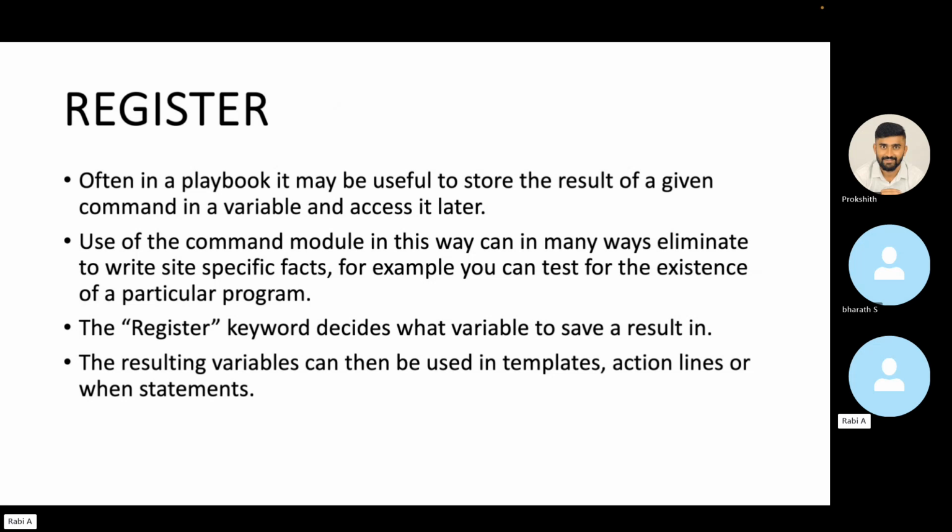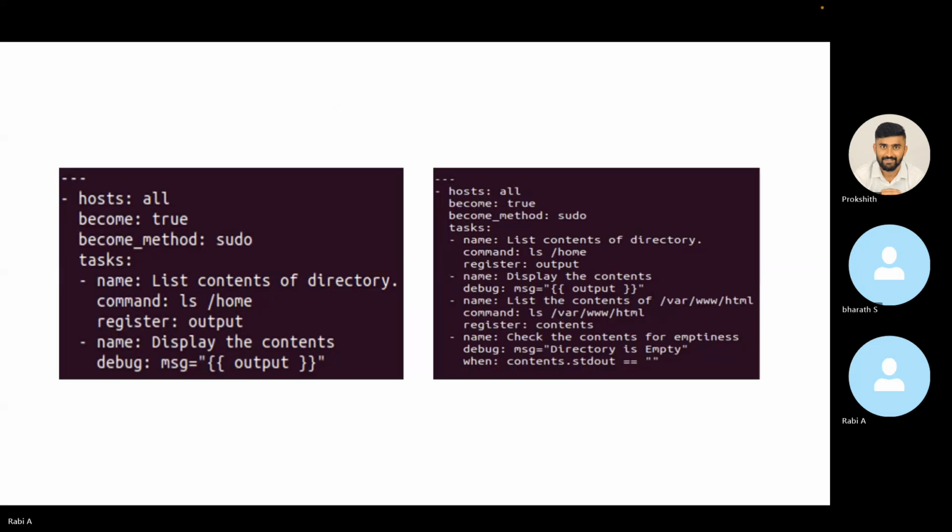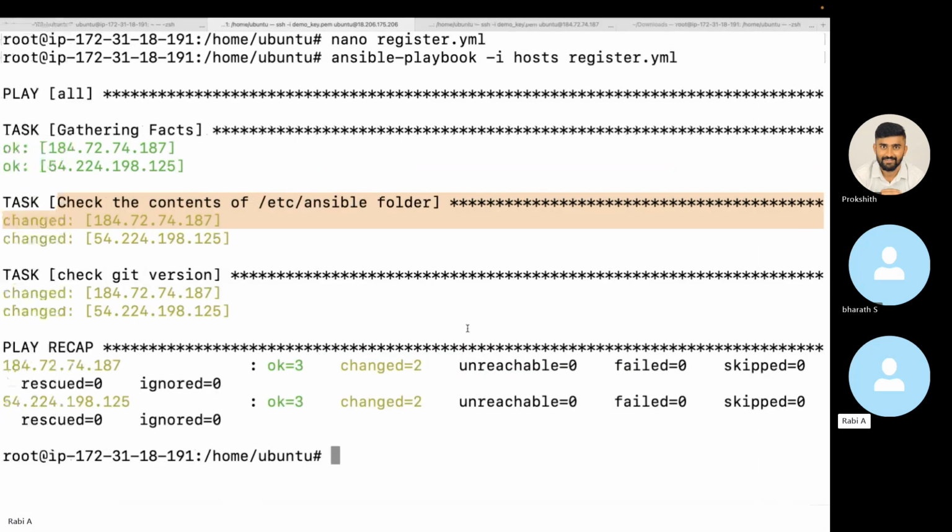So the register keyword decides what variable to save a result in. The resulting variables can then be used in templates, action lines, or when statements. So basically, we execute a task, capture the output of that task, and then we can start using it in the Ansible machine, like for example, showing the output. Does that make sense? Yes, Ravi.